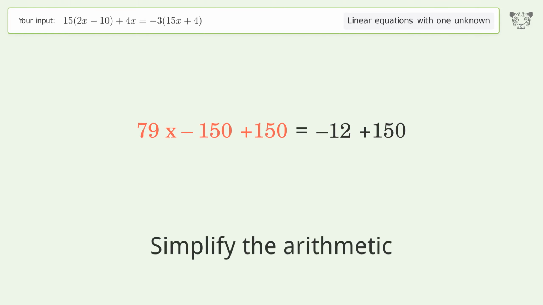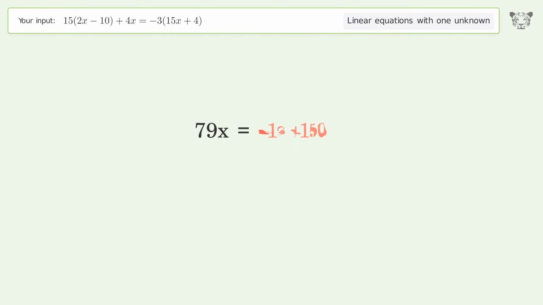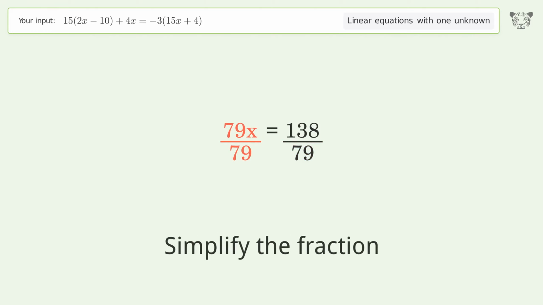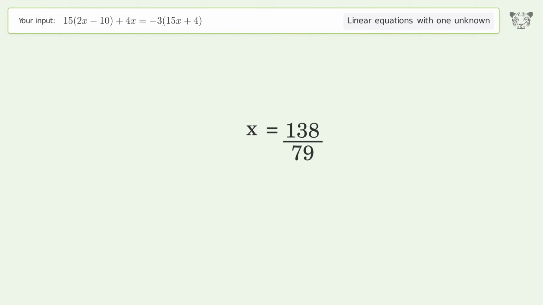Simplify the arithmetic. Isolate the x. Divide both sides by 79. Simplify the fraction. And so the final result is x equals 138/79.